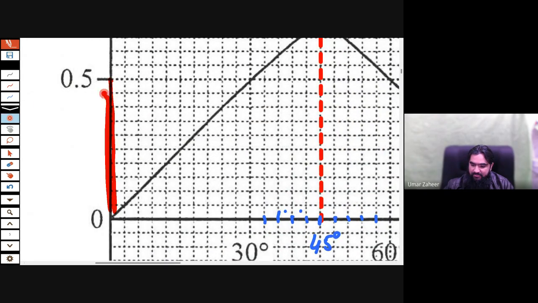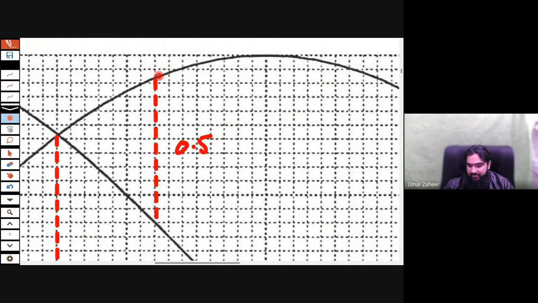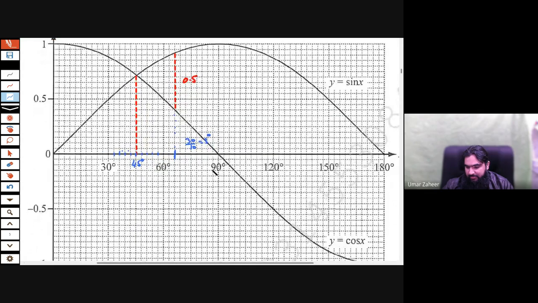You have to take this length, check it on your scale, and then check on the graph where it fits, because you have to take sine x minus cos x equal to 0.5. The sine value is bigger and the cos value is lesser. You take the difference, it is 0.5. Now from here we need to go down. I checked that each box is equal to 3 degrees. So 63 and 66, 66 degrees.